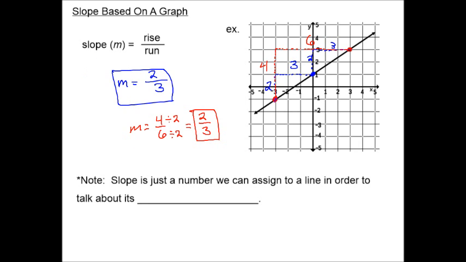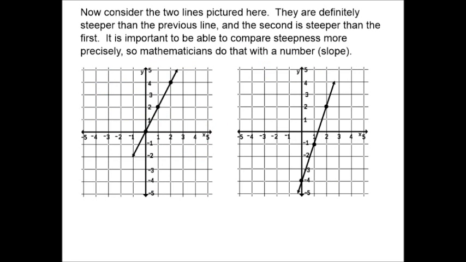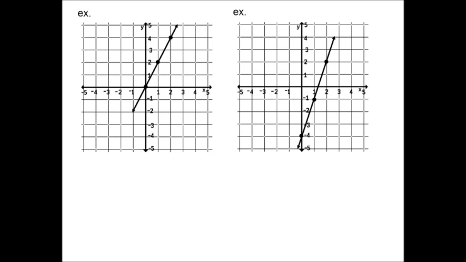Alright, so slope is just a number we can assign a line in order to talk about its steepness. So that's all it is when we're talking about slope. We're just saying, hey, how steep is this line? Now consider the 2 lines pictured here. They are definitely steeper than the previous line, and the second is steeper than the first. But it's important to be able to compare the steepness more precisely, so mathematicians do that with a number, and again we call that number slope.